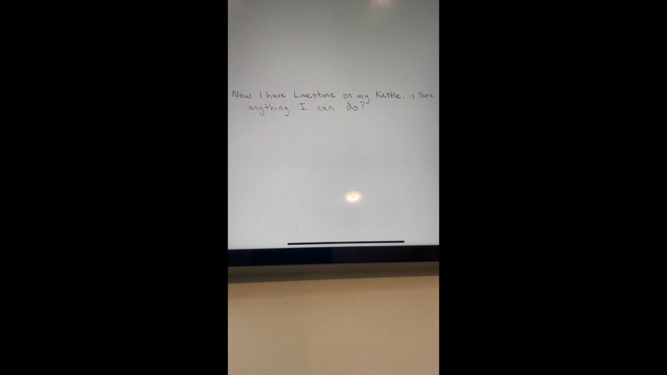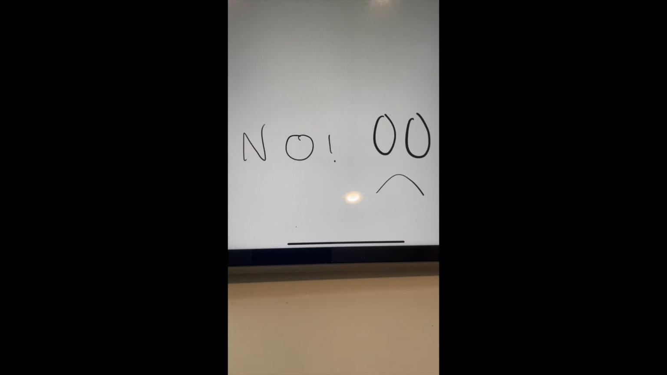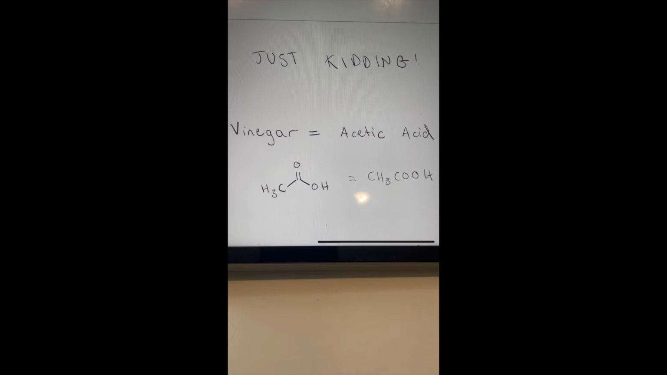Now the question is, now that I have limestone on my kettle, is there anything I can do? The answer is no. There's absolutely nothing you can do. You will be stuck with precipitate on your kettle forever. Obviously, I'm just kidding. There's a great way to clean the precipitate off your kettle, and that's with vinegar, or acetic acid. Over here I have the structure of acetic acid, and also the version that I'll be using for the rest of the discussion, which is CH3COOH.